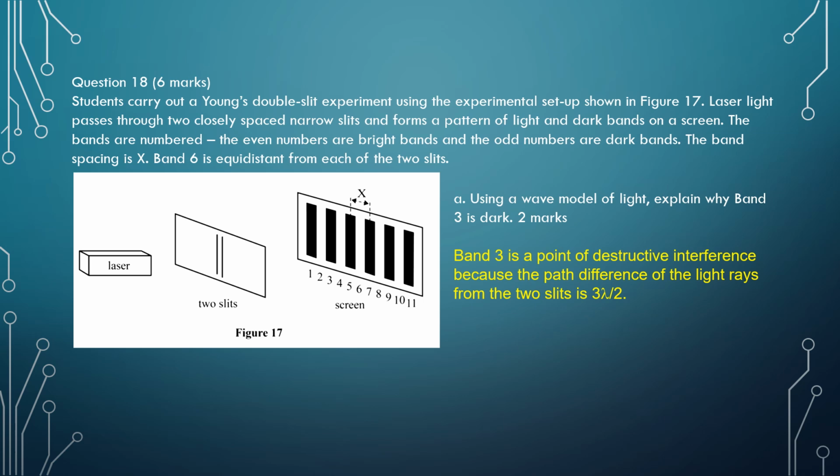Band 3 is a point of destructive interference. The path difference is an odd integer number of half wavelength. Band 3 is 3 times of half wavelength.